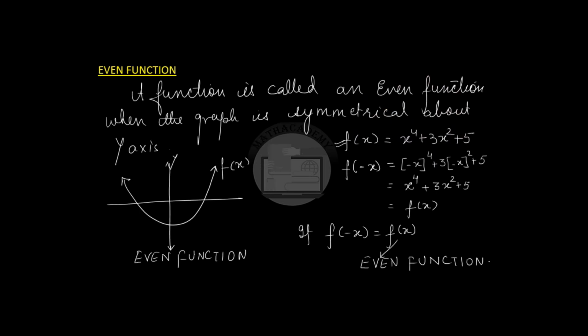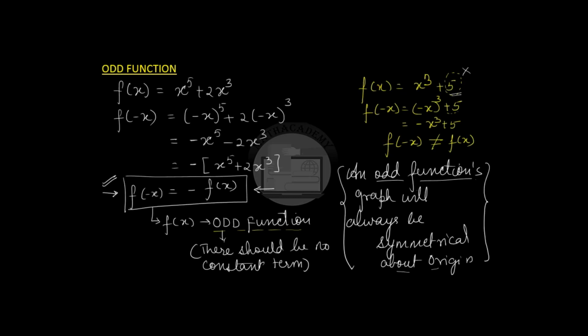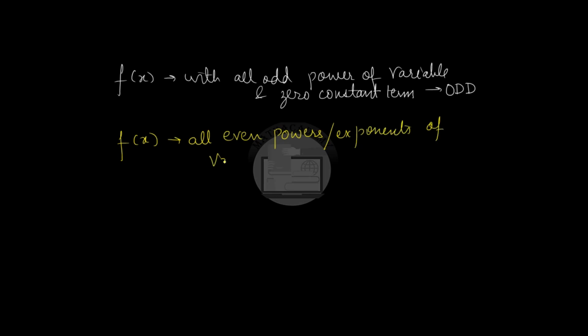Correct? Let us go back and see the even function. In the even function, we saw that all the powers of the variable were even. So whenever we have a function f of x with all odd powers of variable, and 0 constant term, then that particular function will be an odd function. And if f of x has all even powers or exponents of the variable, then that particular function is an even function.